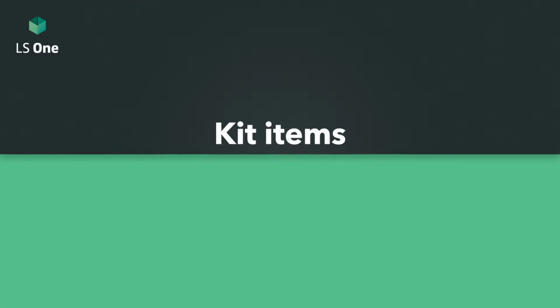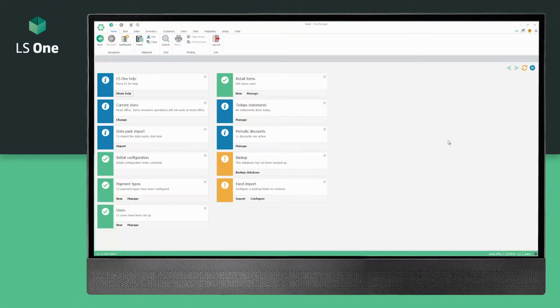In this video I'm going to show you how to create a kit item. A kit item is very useful if you want to create an item that consists of a number of items and you want to give it an overall price as opposed to the aggregated price of the items together.